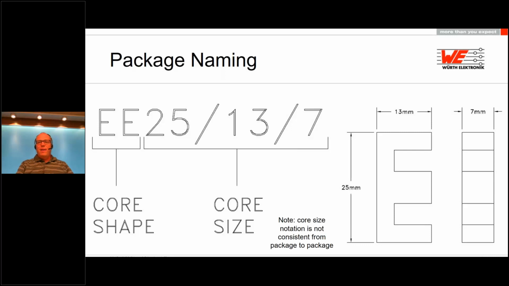The second part of the name is the core size, although the size naming conventions can be a bit inconsistent from package to package. In this case, the size is listed as 25/13/7, and this gives us the nominal length, width, and height in millimeters of one core half. So, for this one, it's fairly standard, but despite the inconsistencies from package to package, the core size numbers will almost always relate to at least 1 or 2 dimensions of the core itself.